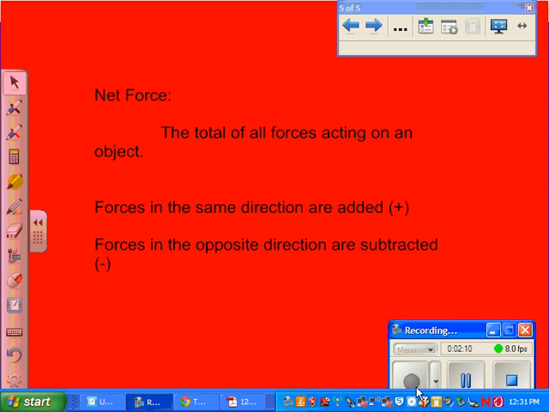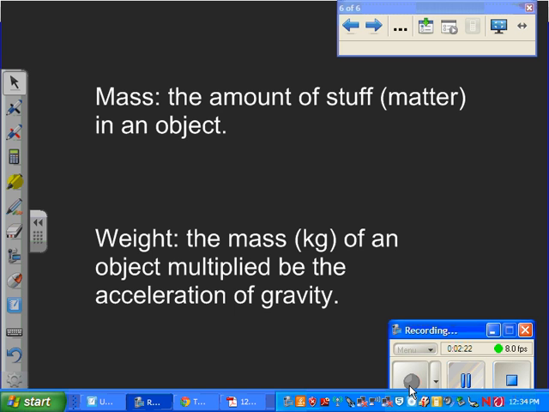Okay, so a net force is the total of all forces acting on an object. If your forces are in the same direction, they will be added together. If they're in the opposite direction, they're going to be subtracted from each other. We're going to move on to mass and weight.